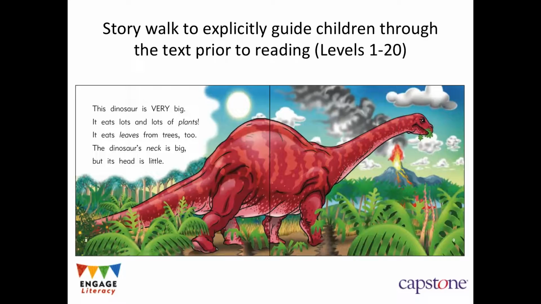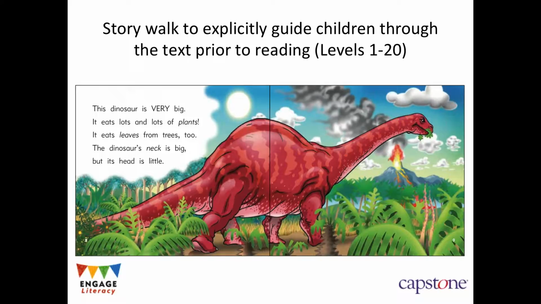For example, at lower levels, it might be as simple as highlighting the events that occur on each page. Using the Level 9 text Dinosaurs as another example, you might ask the child to look at the dinosaur on a page and ask, what does the word dinosaur start with? Can you find the word dinosaur on this page? What is the dinosaur doing?